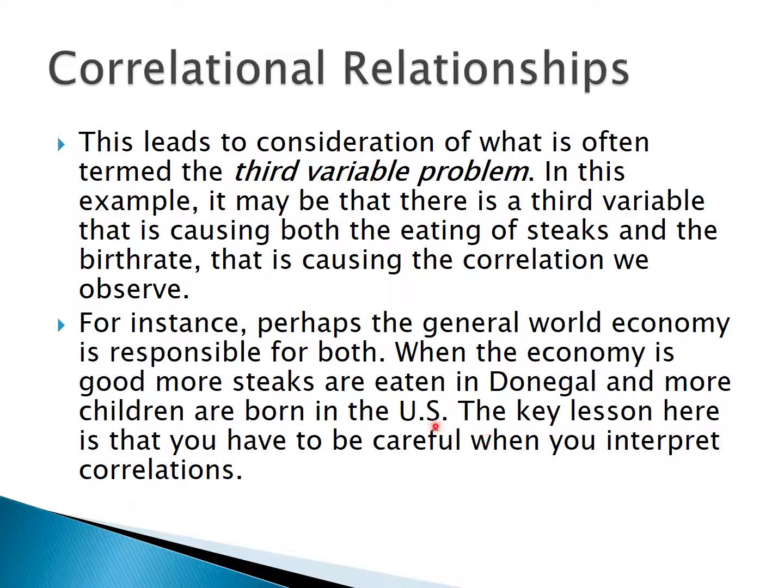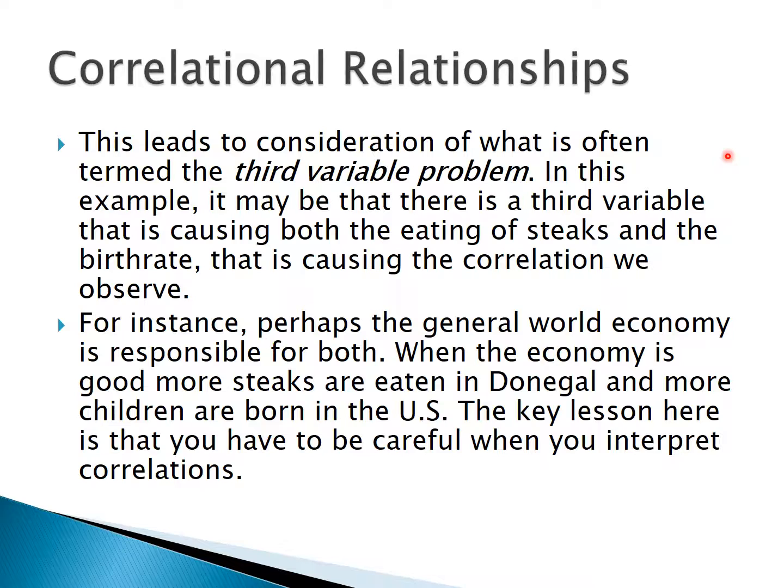This leads to consideration of what is often referred to as the third variable problem. In this example, it may be that a third variable is causing both the eating of steaks and the birth rate. Okay, and it is causing both of them, and we can see that that's making them correlated. For instance, perhaps the general world economy is responsible for both.